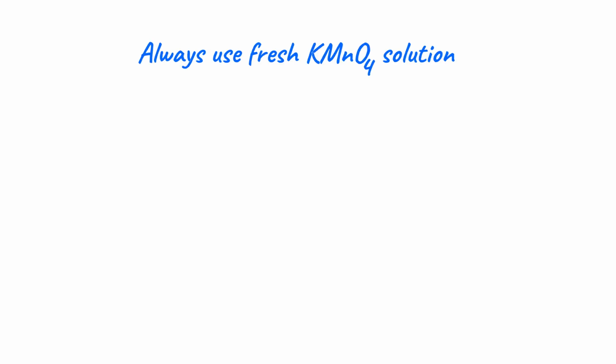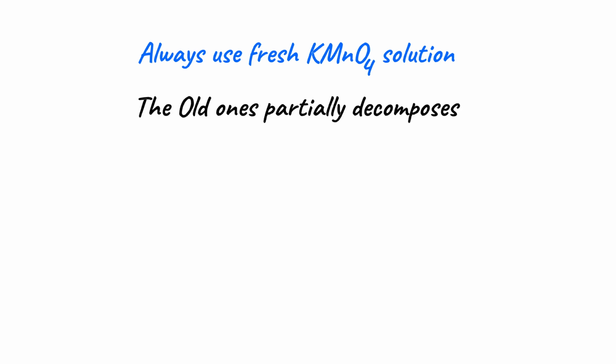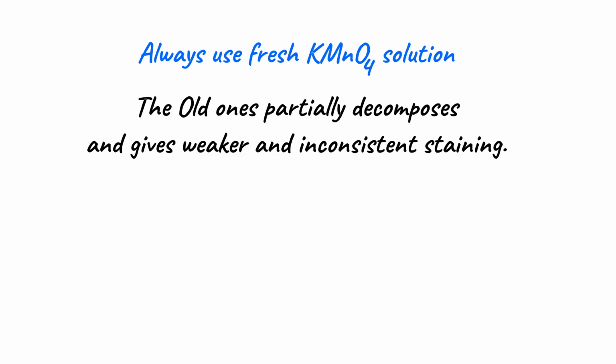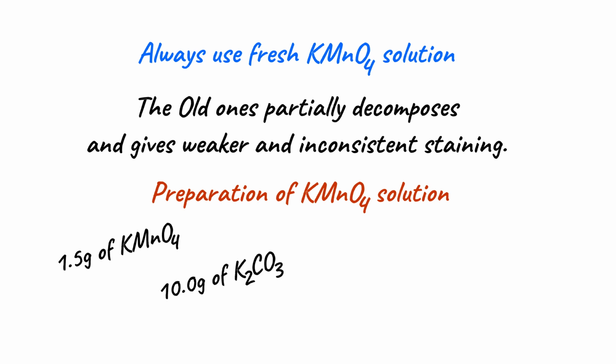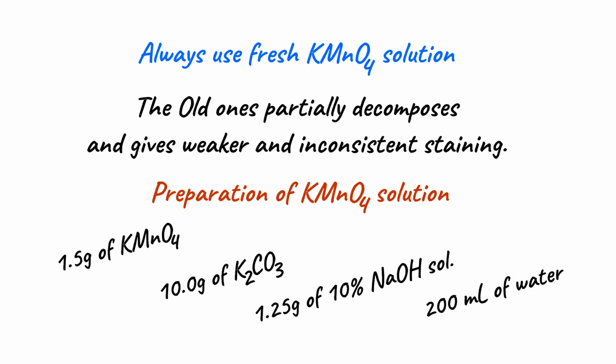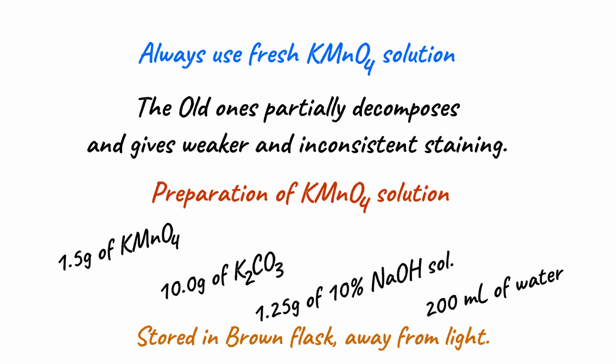Always make KMnO4 solution fresh, or use one that was made within a week. Old solution partially decomposes and gives weaker, inconsistent staining. The standard way of making KMnO4 solution is 1.5 grams of KMnO4, 10 grams of potassium carbonate, 1.25 ml of 10% sodium hydroxide solution, and 200 ml of water, and keep it in a brown bottle away from light.